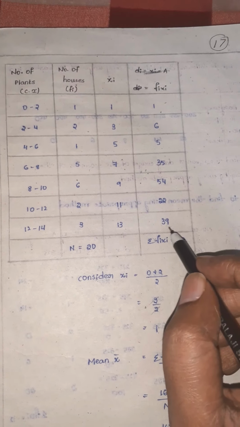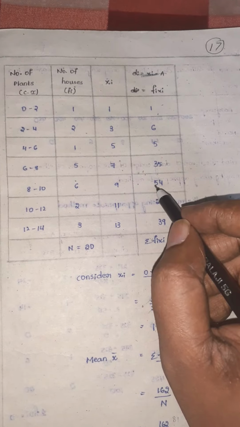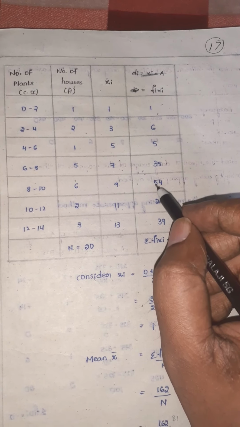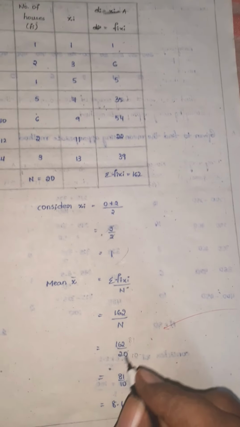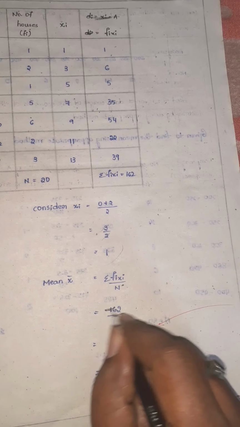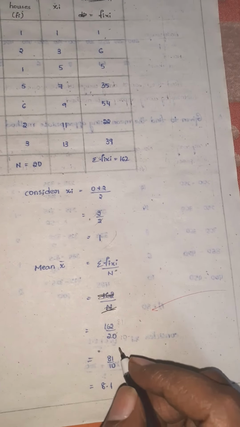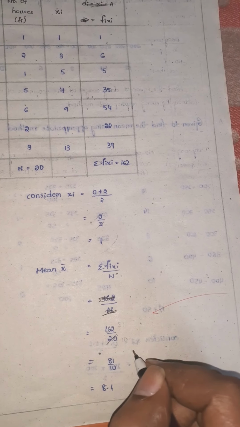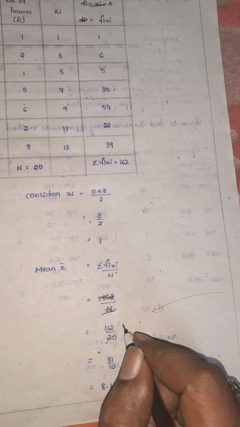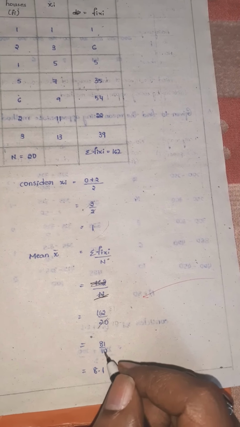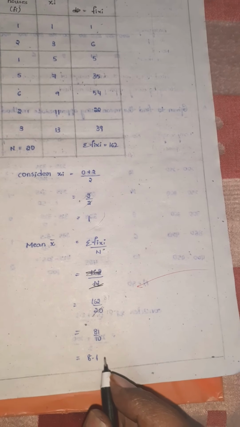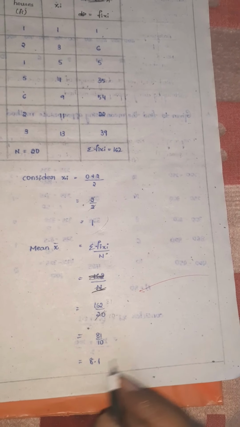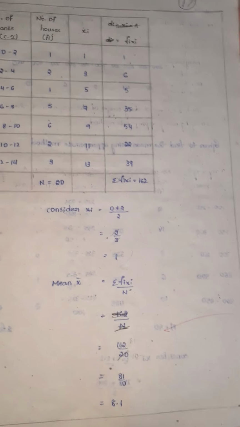2 right here, 3 carry. 3 plus 3 is 6, plus 2 is 8, plus 5 is 13, plus 3 is 16. So sigma fi xi is 162. The mean x bar equals sigma fi xi by n, so 162 by 20. Do cancellation: 2 tens are 2, 2 eights are 16, so 81 by 10. In the denominator, that many zeros means that many decimal places after the point. So 8.1 is the mean for the given data.